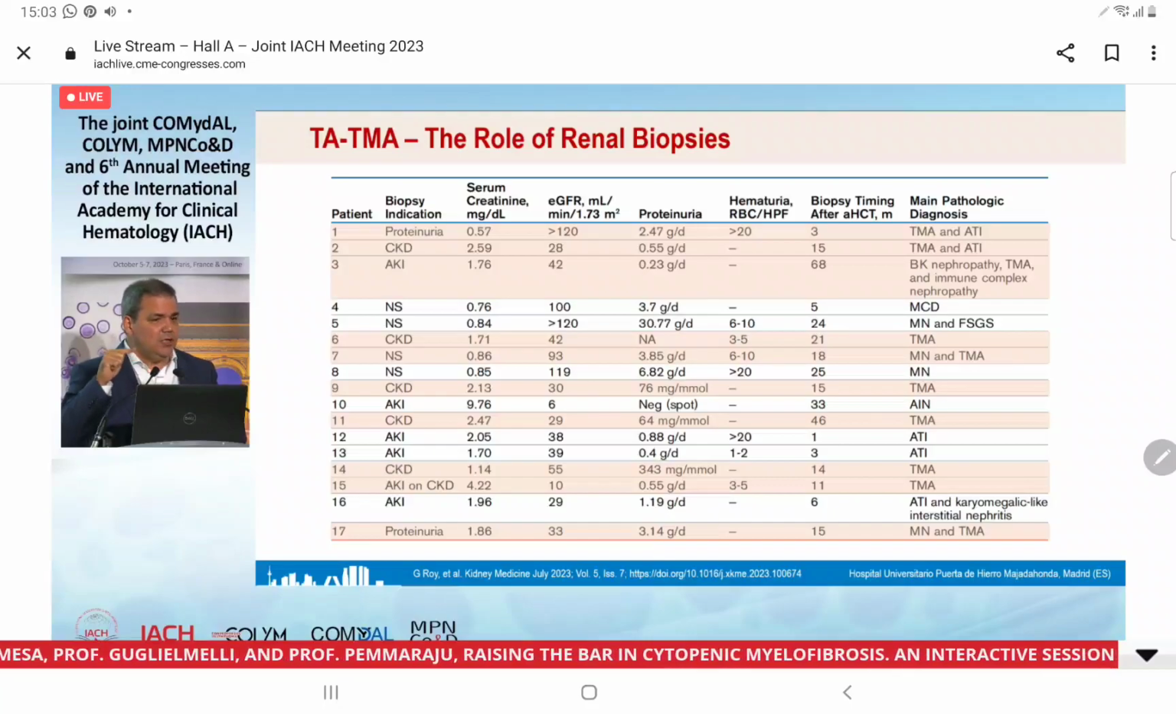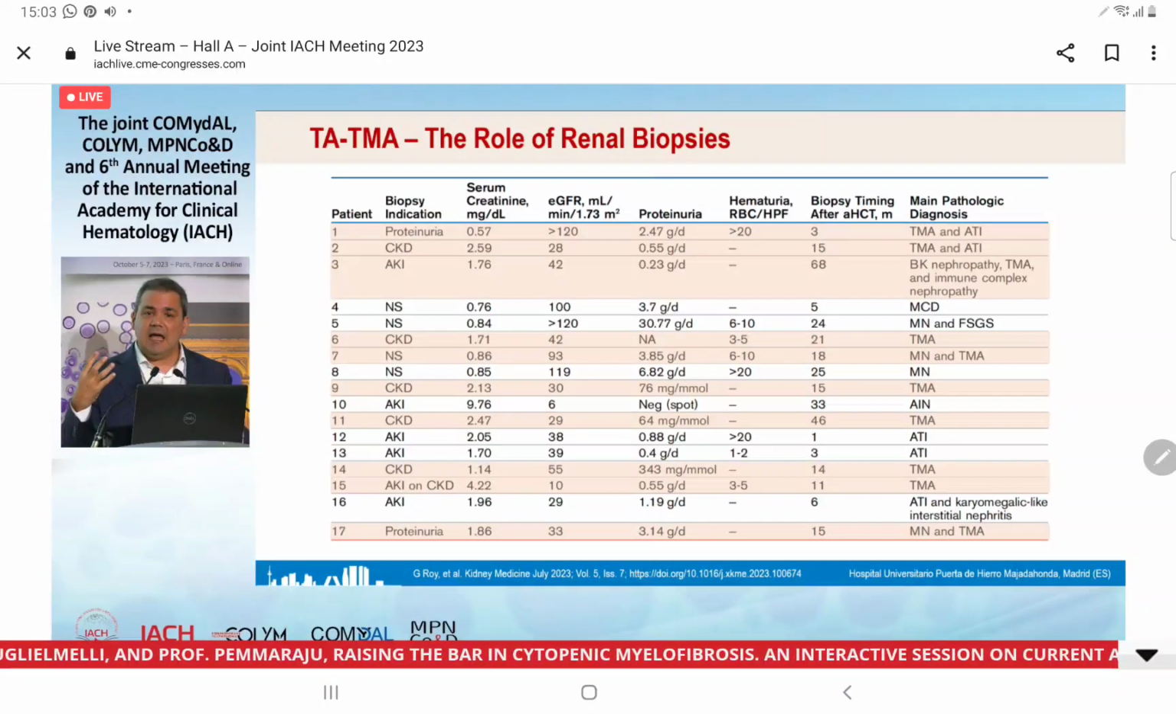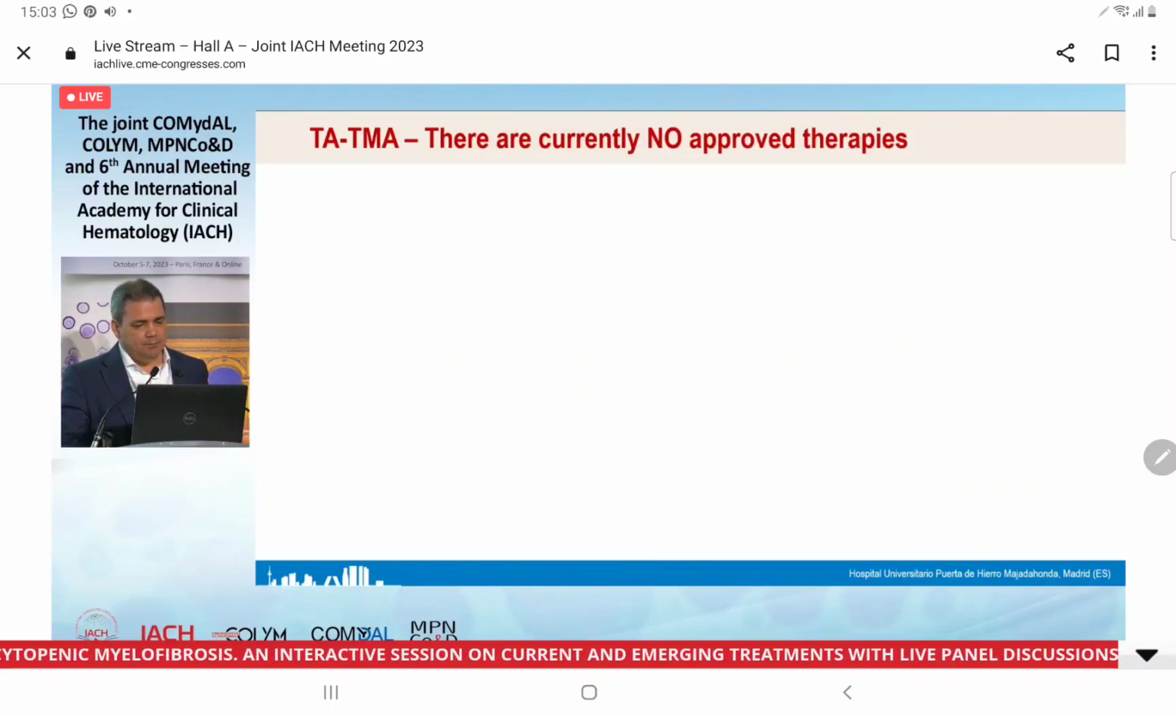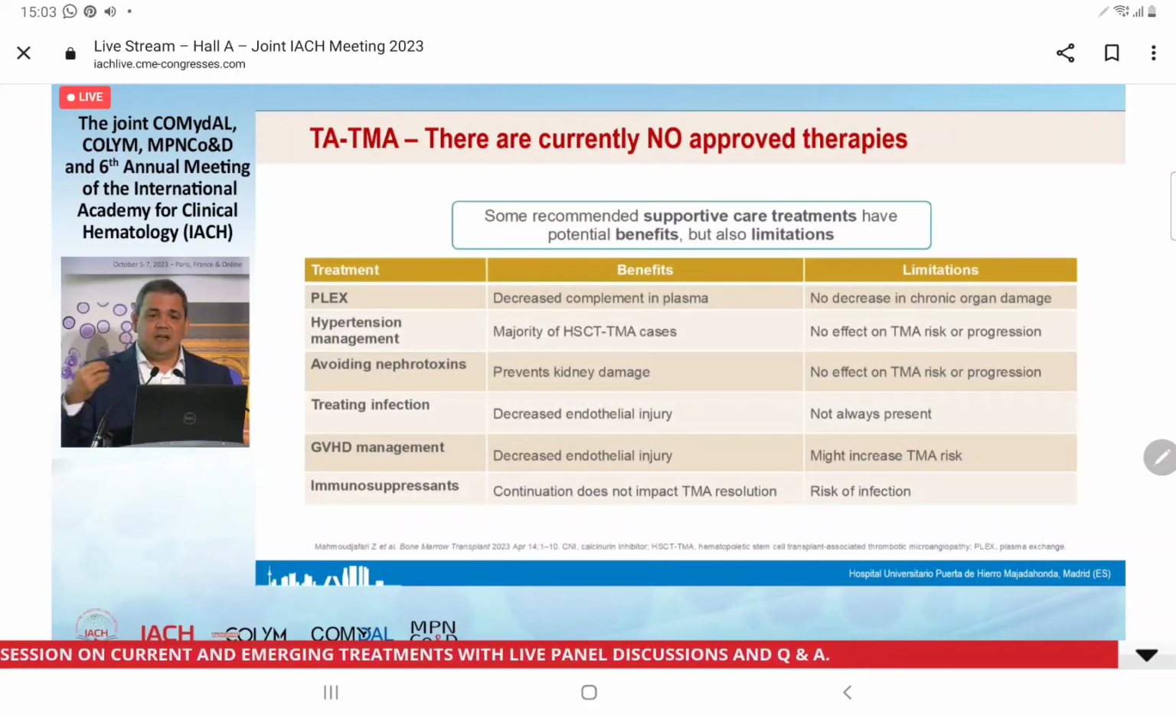We need to take biopsies into consideration, but even for patients that are positive in biopsies, we need to continue to look into systemic features, because we might have local renal presentations that do not necessarily give you the full clinical phenotype of systemic TMA. So I'll finish with a couple of mentions on the therapies. There are currently no approved therapies.